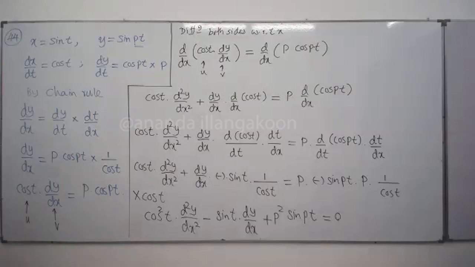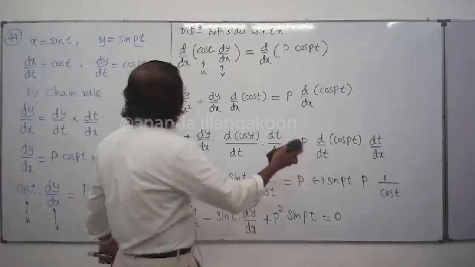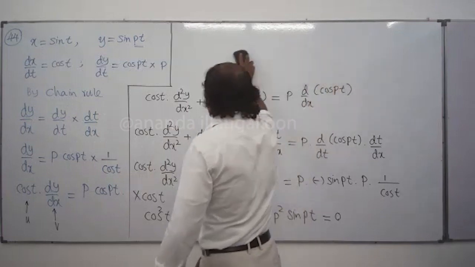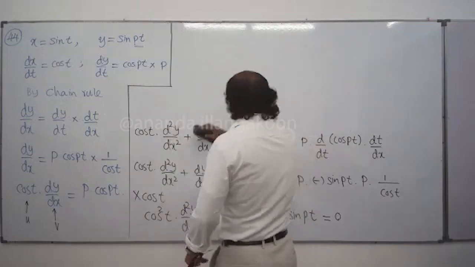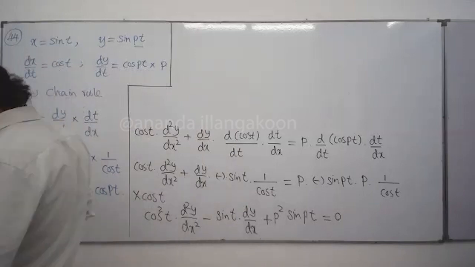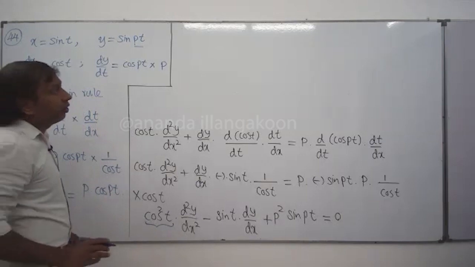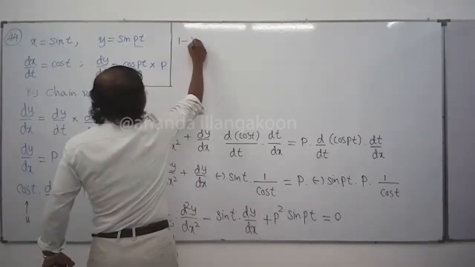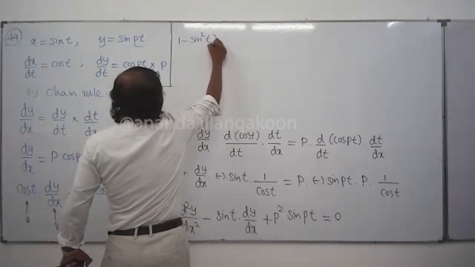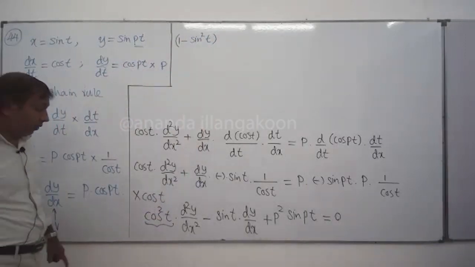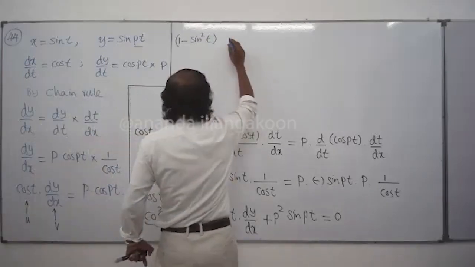Right. Now, people, shall I write here? Okay, now this cos square t, I can write as 1 minus sine square t. Cos square t, you know, we can write as 1 minus sine square t, d2y over dx2.